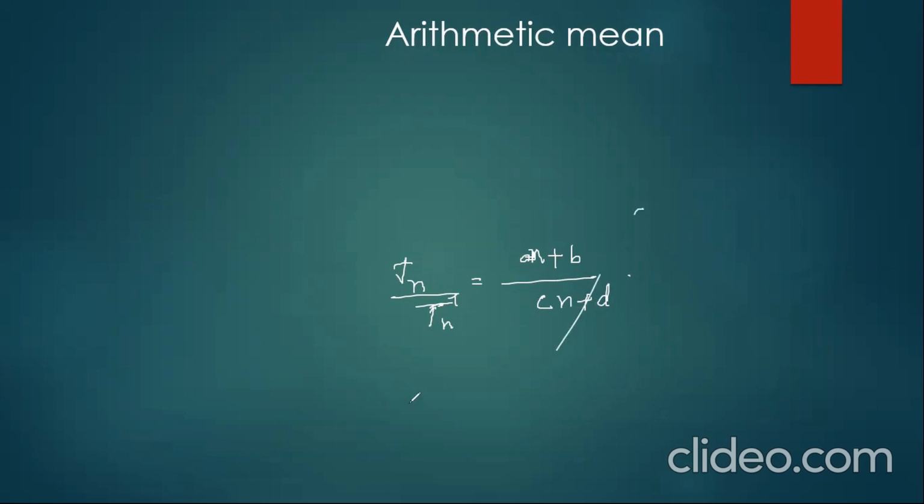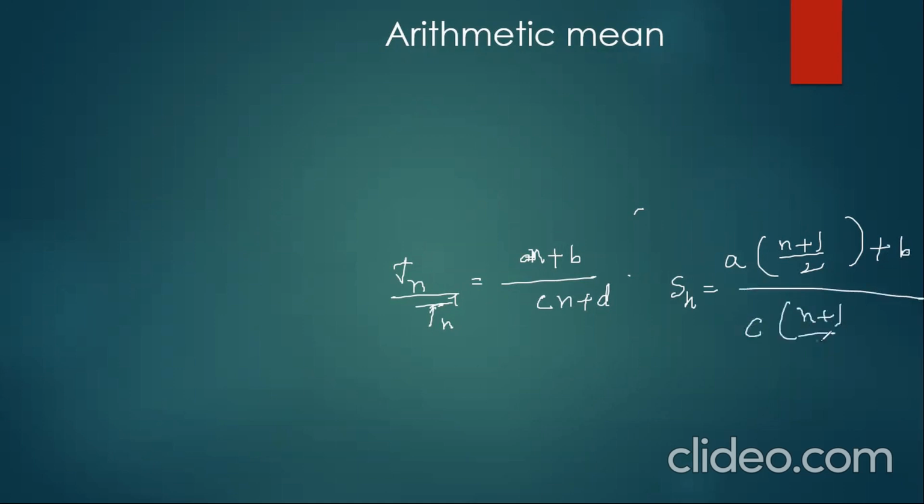Sn is equal to A into (n plus 1) by 2, plus B, by C into (n plus 1) by 2, plus D. That means if Tn by Tn dash is equal to Ax plus B by Cx plus D, then Sn is equal to A times (n plus 1) by 2 plus B, by C times (n plus 1) by 2 plus D. Okay. These are the important points you remember.